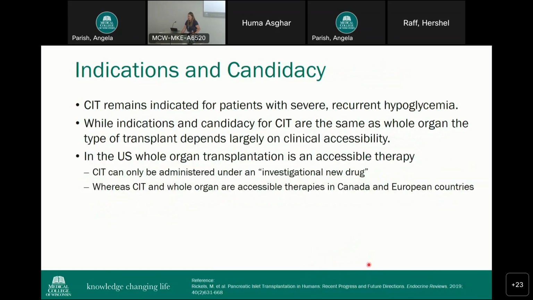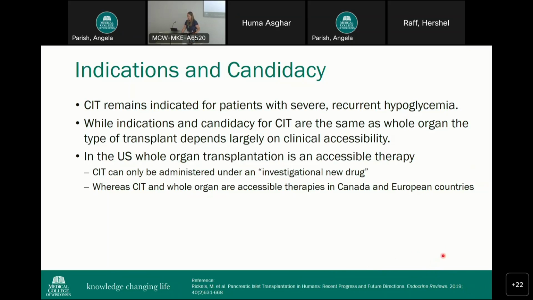Okay, so who really is a candidate for islet cell transplantation? Overall, the criteria for who gets a whole organ or who gets islet cell is fairly similar. The main criteria is patients with severe recurrent hypoglycemia. The one big limiting factor as to who might get what type of transplant is the location you're in. So in the US, islet cell transplant is still considered an investigational new drug, whereas in Canada and Europe, it's an accessible therapy. And then within the US itself, you're more likely to receive a whole organ if you're near a pancreas transplant center versus more of a larger institution that might have investigational new drugs.